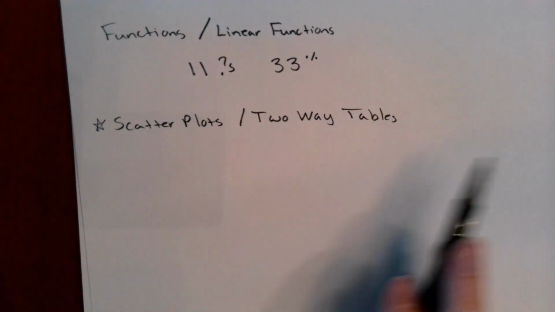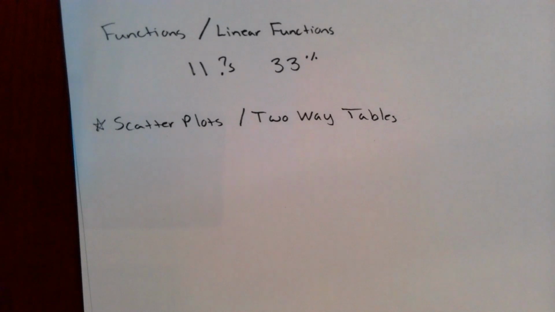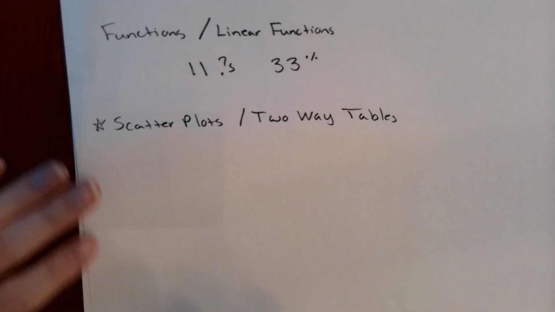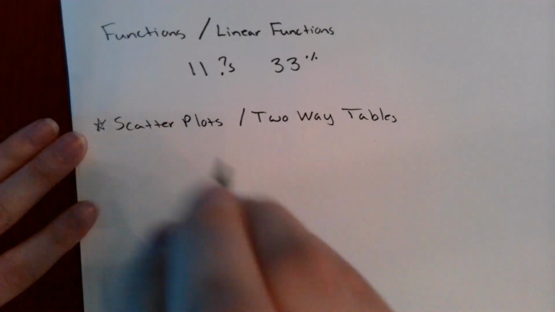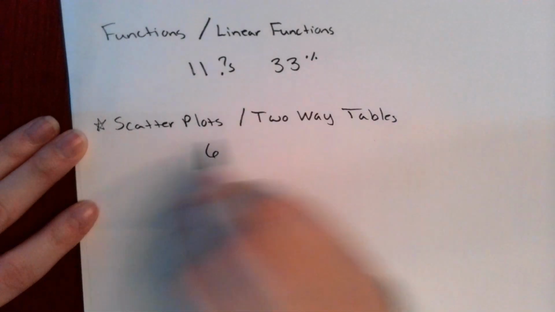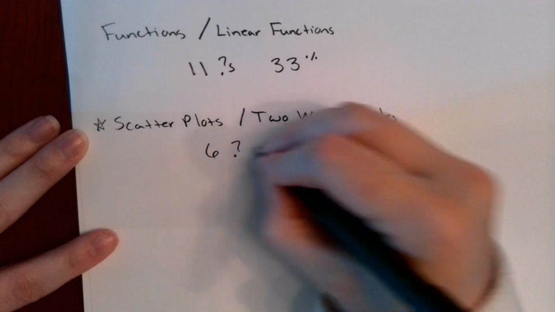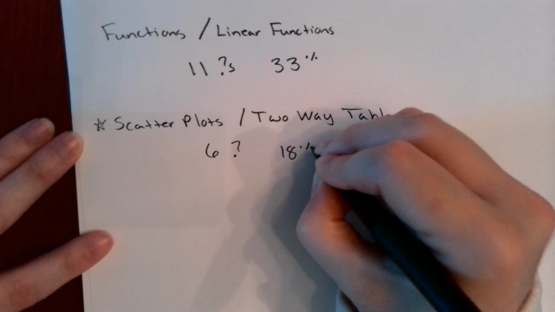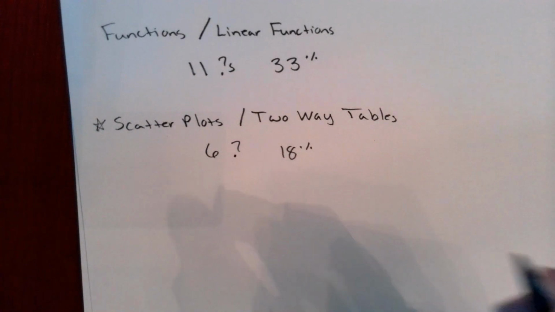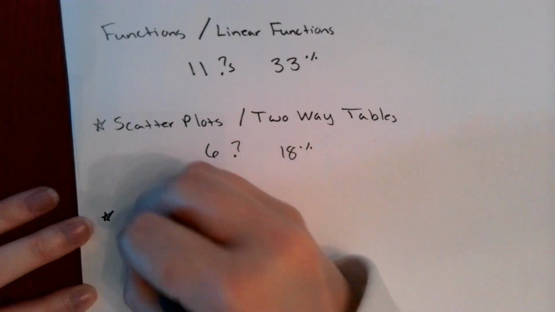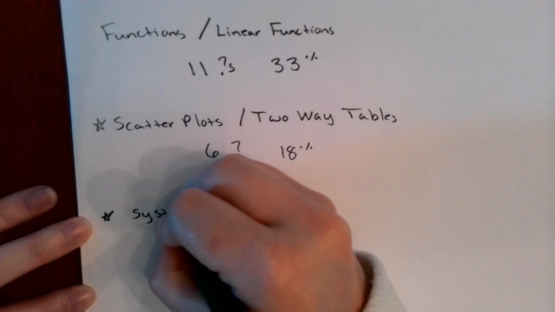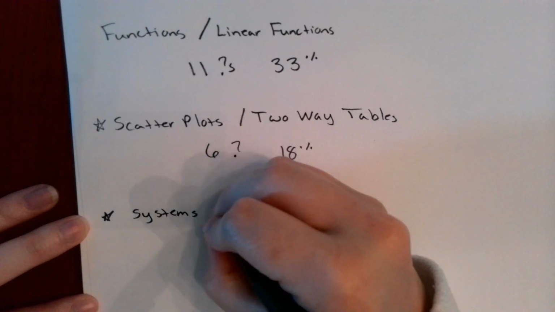So scatter plots and systems is all done from digital material. And scatter plots and two-way tables, that's 6 questions. So again, about 18%. Okay, and then again, another star by systems because that was done digitally.